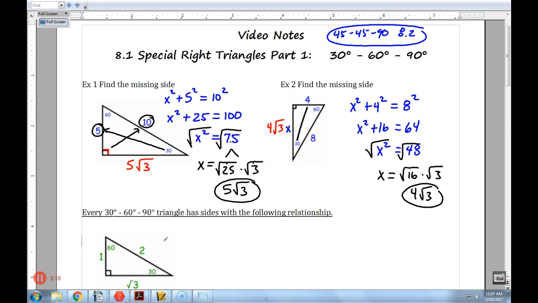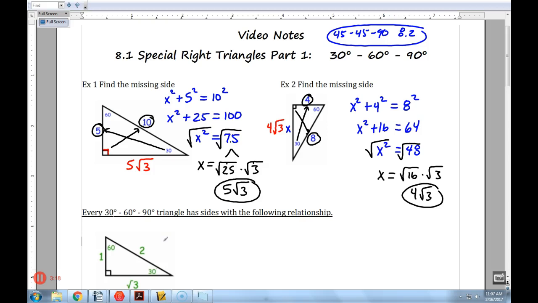The smallest side and the largest side. And the relationship is the hypotenuse is always twice as big as the smallest side in a 30, 60, 90 triangle. That's the relationship that you have to understand. The smallest side is always half the hypotenuse.